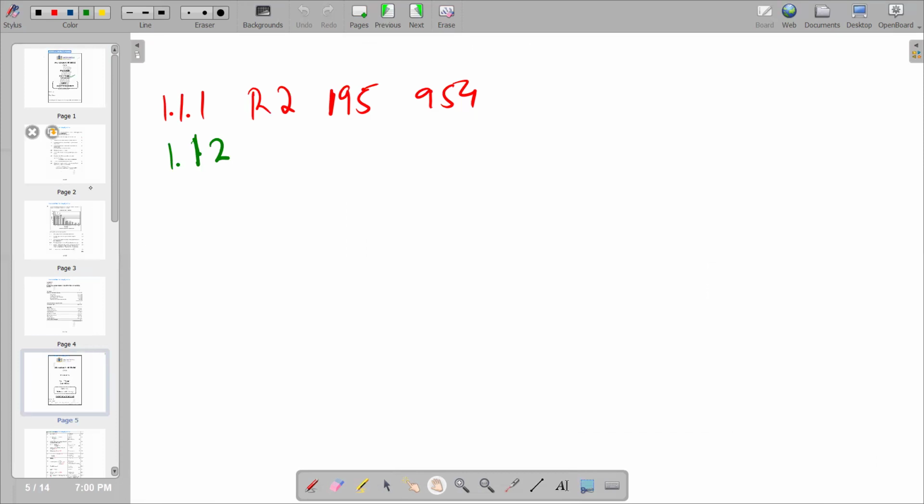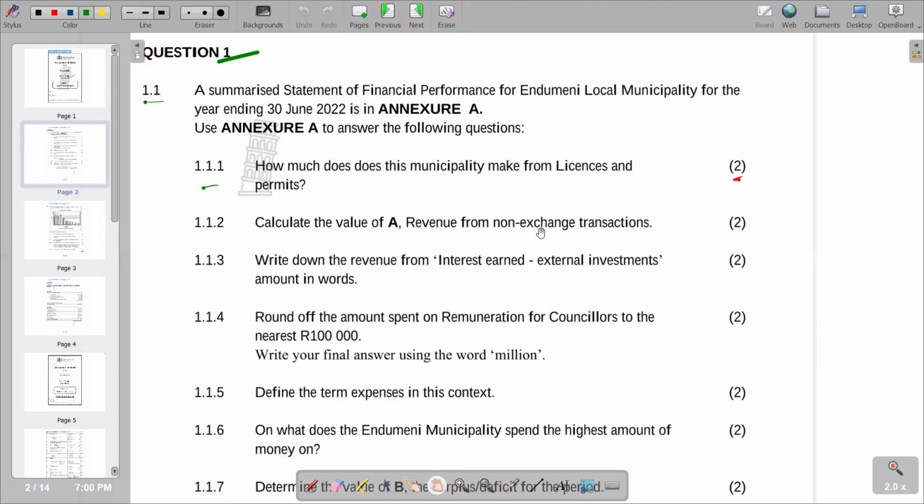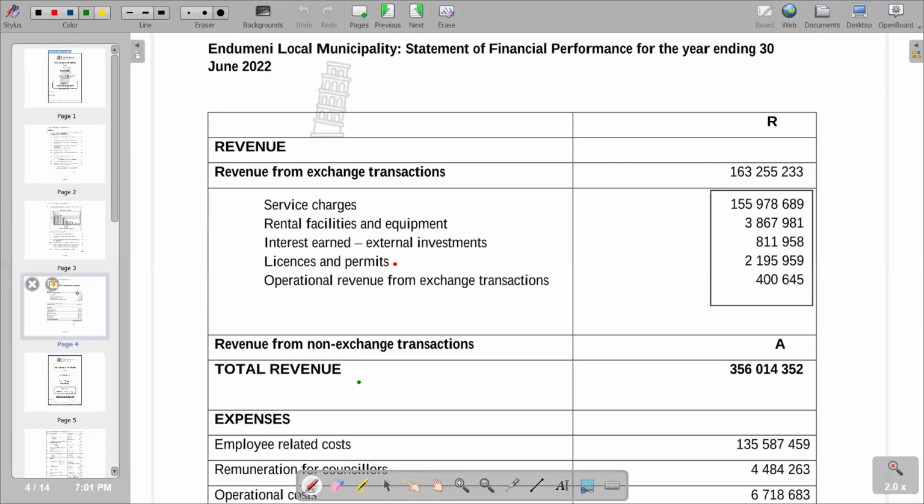So we go to 1.1.2, which reads: calculate the value of A, revenue from non-exchange transactions. So we go to our annexure, which shows revenue from non-exchange transactions, and we see our total revenue. To find A, we can make A the subject of the formula by saying A is equal to total revenue minus revenue from exchange transactions. Those are the figures that we have.